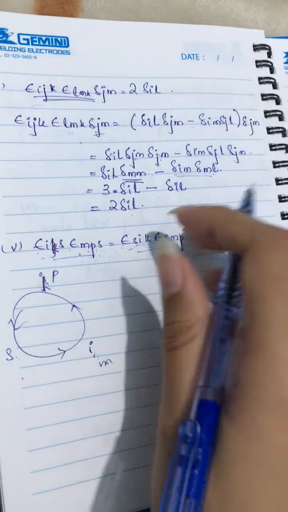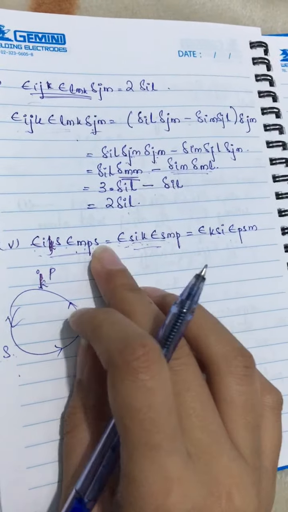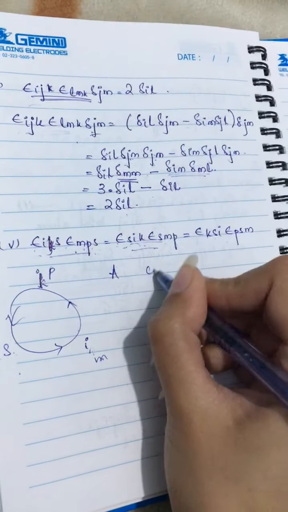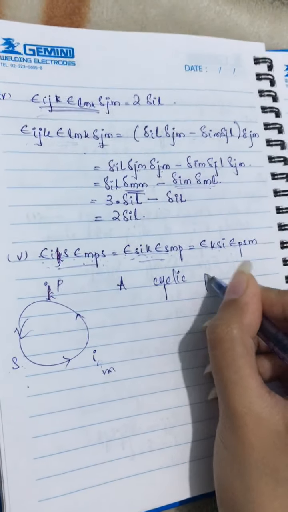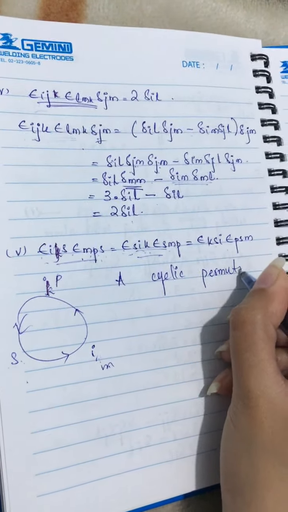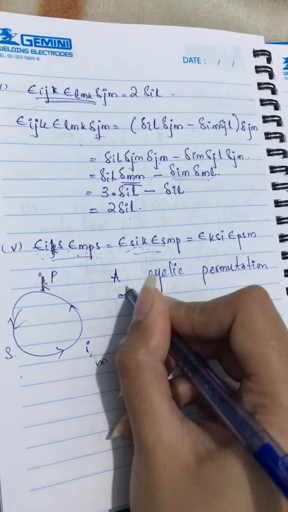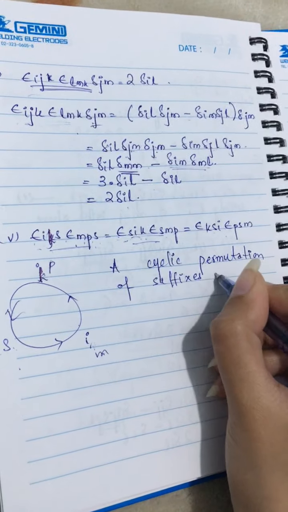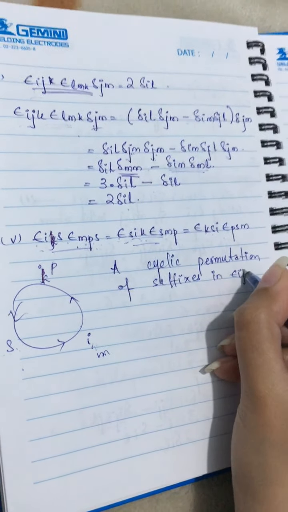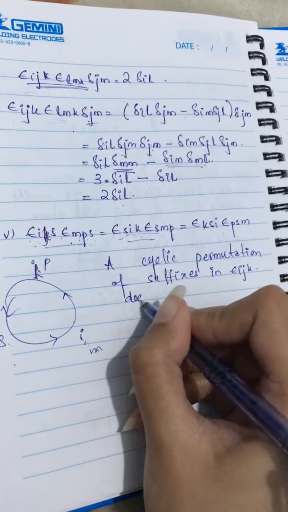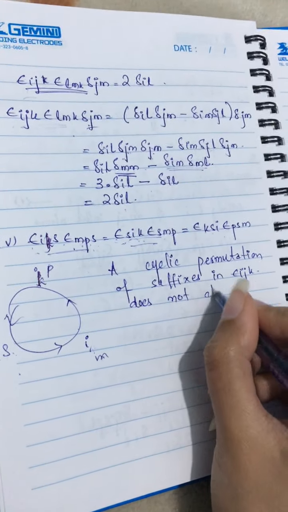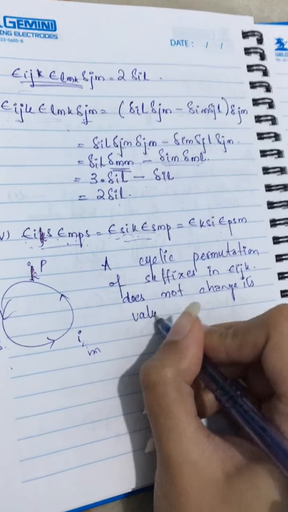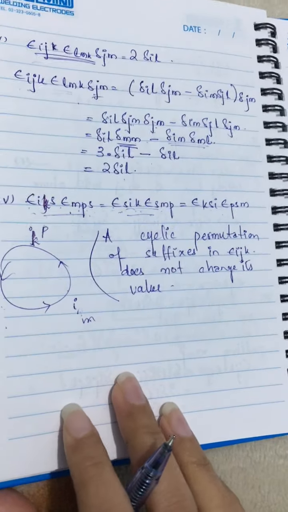And this is the explanation of this proof: a cyclic permutation of suffix in epsilon_ijk does not change its value. So this is the reasoning here.